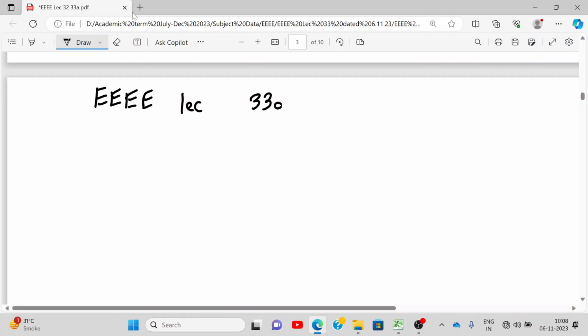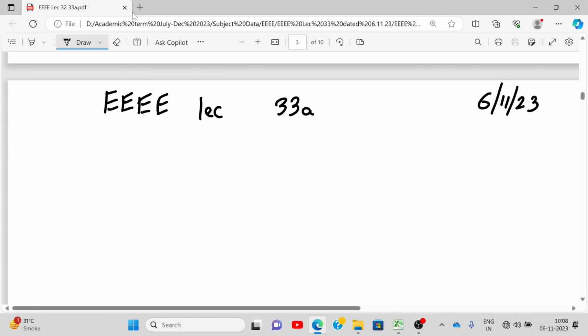So here we start with lecture number 33A. All right. So the first derivation, all these derivations will be valid provided we draw the input output waveform. So we need to find the average value of the output waveform. Basically, we need to find the expression for V out average.